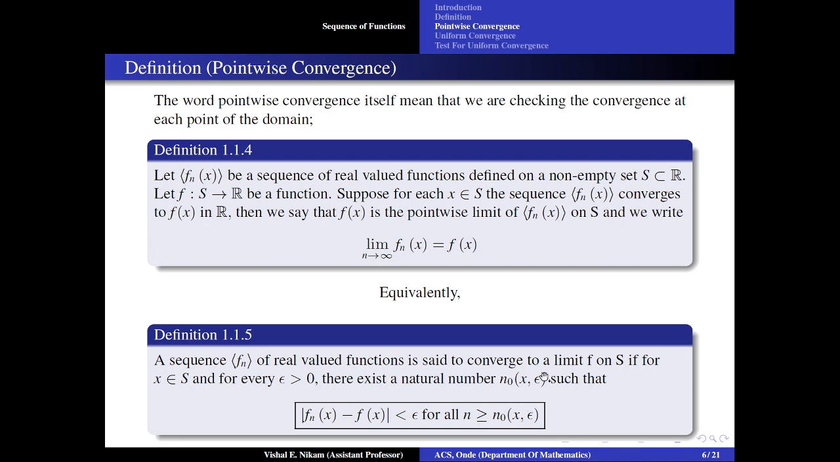So this is an epsilon delta definition. A sequence f_n of real valued functions is said to converge to a limit f on S if for every x belongs to S and for every epsilon greater than 0, there exists a natural number n_0, which depends on x and epsilon, such that |f_n(x) - f(x)| is less than epsilon for all n greater than or equal to n_0. Okay, x and epsilon.